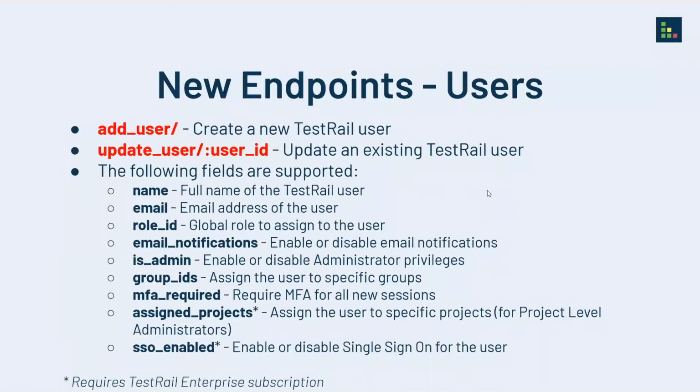So now let's take a look at some of the new endpoints. For users, we added the add user endpoint, which creates a new TestRail user. We added the update user endpoint to update an existing user. So this supports modifying all of these fields for any user.